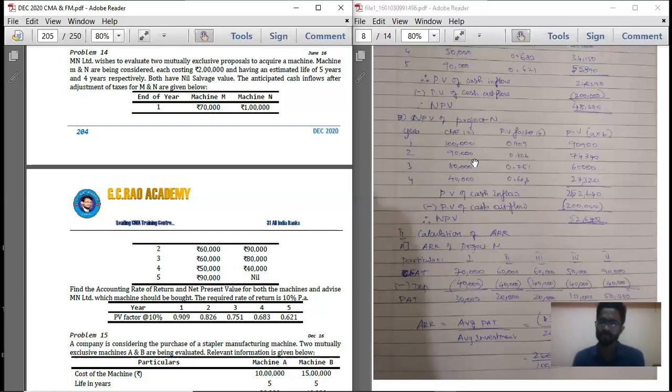Below that, record less present value of cash outflow. Next to that, open a small bracket. What is the machine cost of machine N? 2 lakhs. So 2 lakhs spent at year 0, that is today, will be 2 lakhs into 1. The present value factor of year 0 is 1 for all the different percentages, for 10% as well. So within bracket 2 lakh into 1.